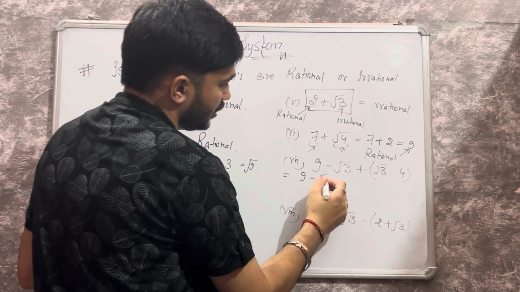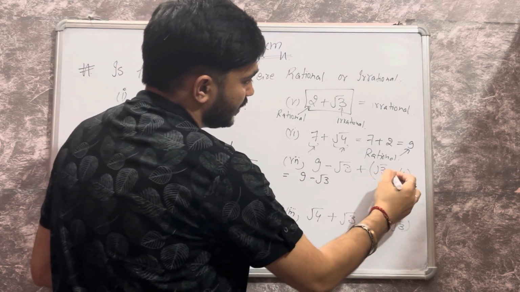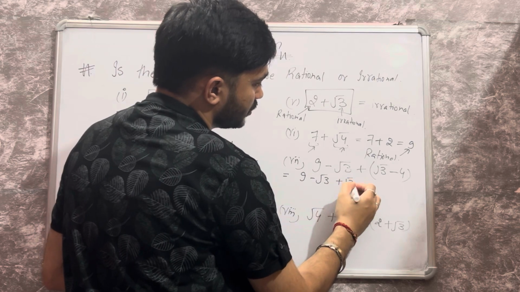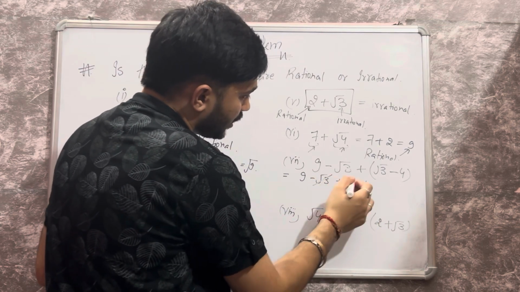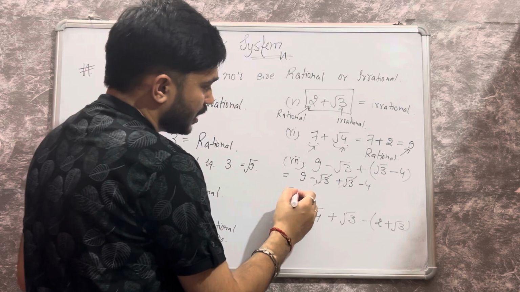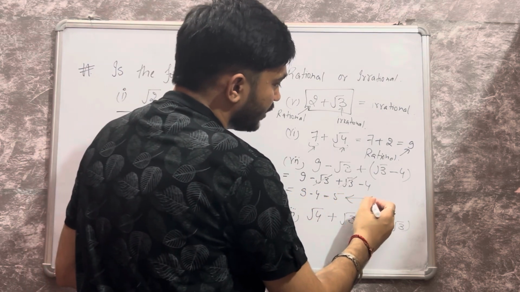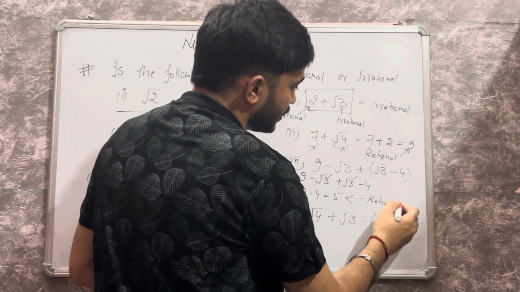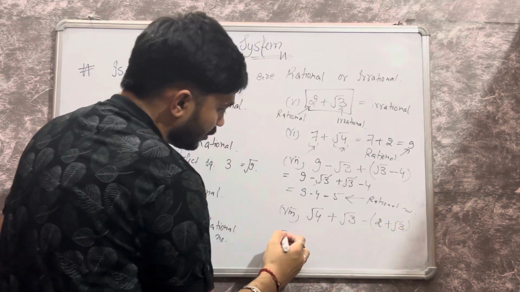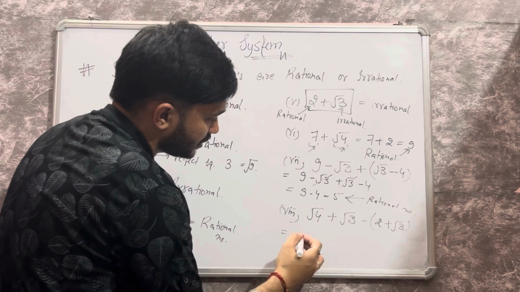Now moving forward, we have to solve this equation first. 9 minus under root 3, take the plus sign inside the bracket, that is plus under root 3 minus 4. You can cut down under root 3 and under root 3. So the answer will be 9 minus 4, which is equal to 5, and we all know that 5 is a rational number.